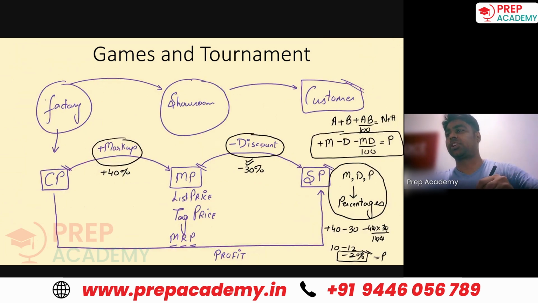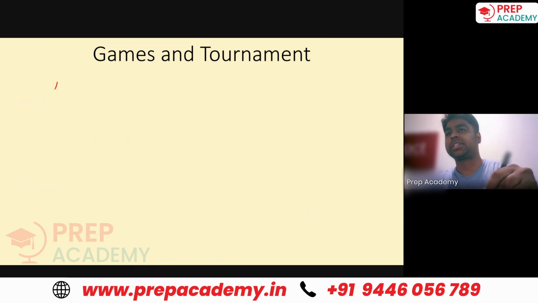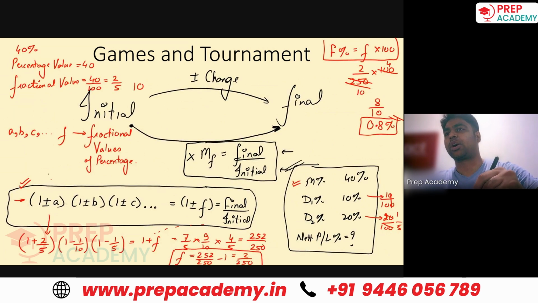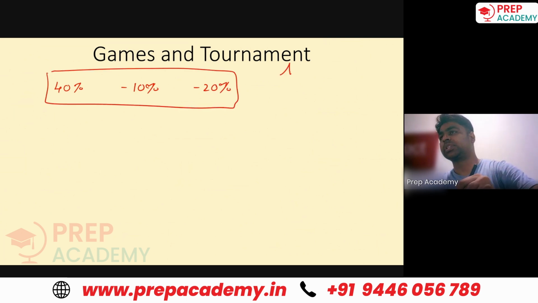What was the limitation of this formula, A plus B plus AB upon 100? It can only be used for 2 percentages. But it's not like you cannot use it at all. If the same question is 40%, then discount 1 is 10%, discount 2 is 20%. What is the overall percentage change if I have to use the A plus B plus AB upon 100 formula?